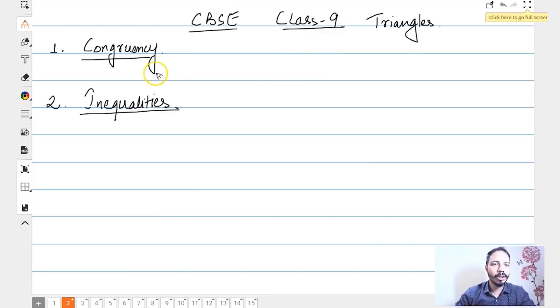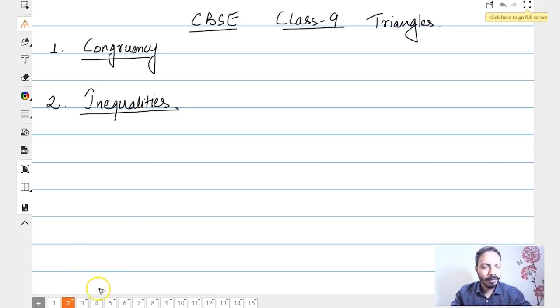Today's session is about triangles, for CBSE class 9. The topic in CBSE class 9 is congruency of triangles and inequalities of triangles. Today we are going to do problems relating to both these concepts, with a problem-solving approach. I'll show you different types of problems and how to approach such problems. Without losing any more time, let's quickly start with the first problem.